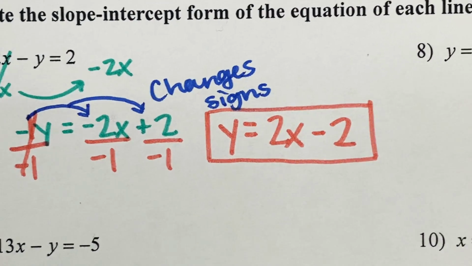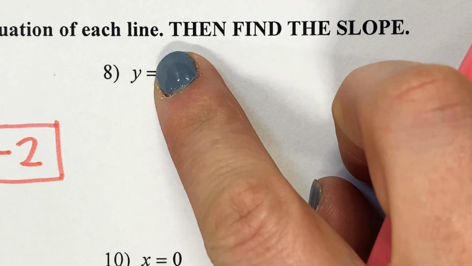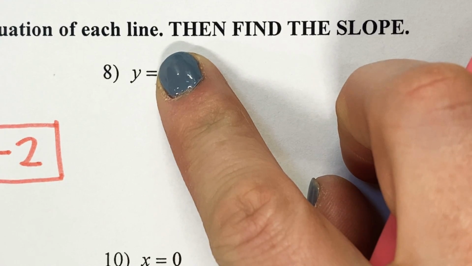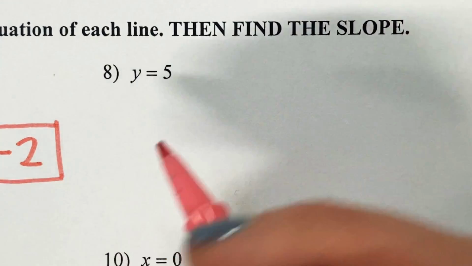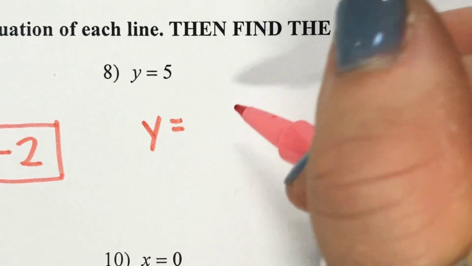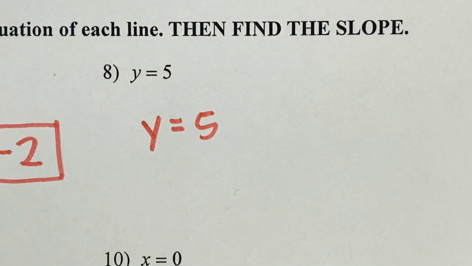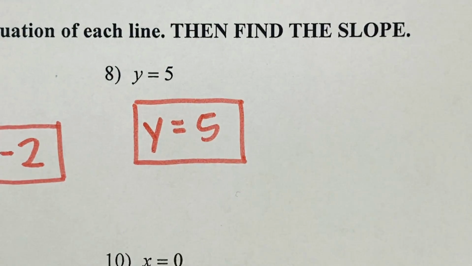What about number 8? What do we need to move on number 8? This one's kind of a trick question. We don't need to move anything. It's already in slope-intercept form: y equals 5. We didn't have to move anything.